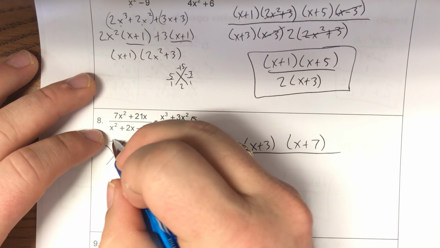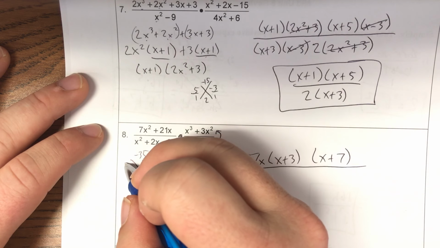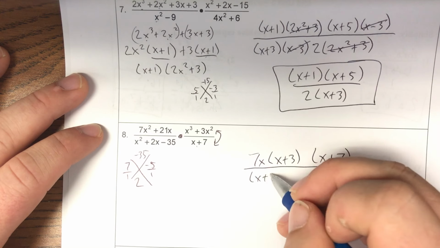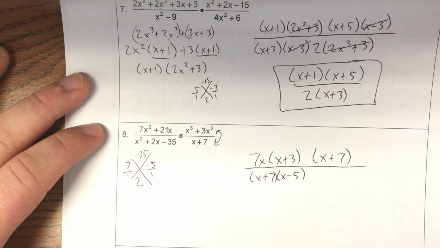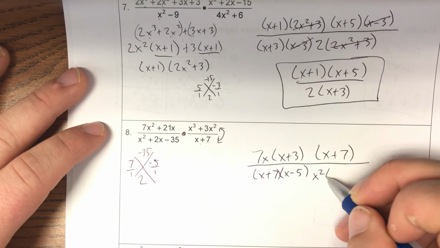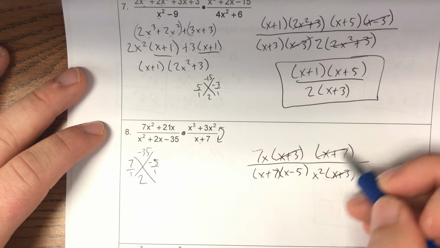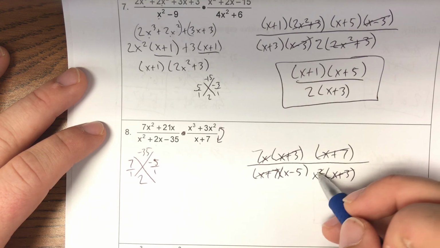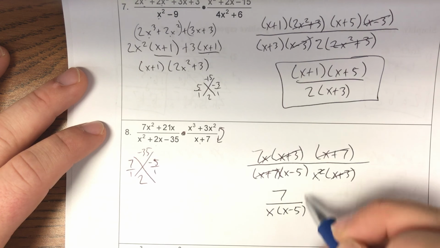Down here, what multiplies to negative 35 and adds to 2? That's going to be 7 and negative 5, and we're dividing by 1, and so x plus 7 and x minus 5. And then on this one, I can take out x squared, and we're left with x plus 3. So x plus 3 cancels, x plus 7 cancels. I've got one more x on bottom than top, so that cancels and just becomes 7 over x, x minus 5.